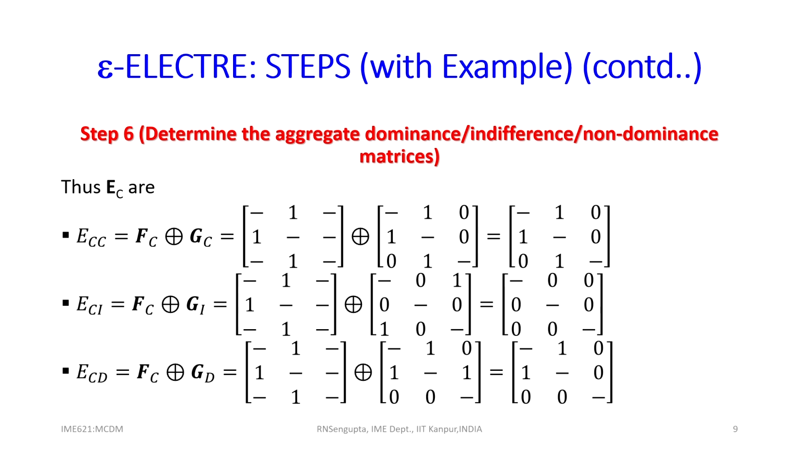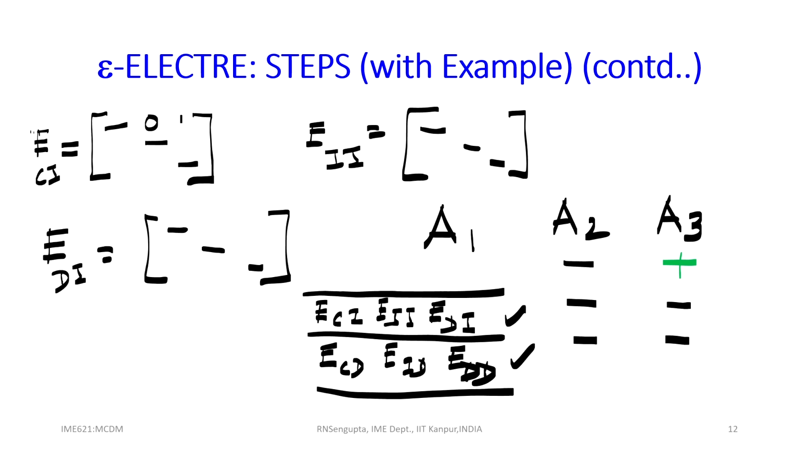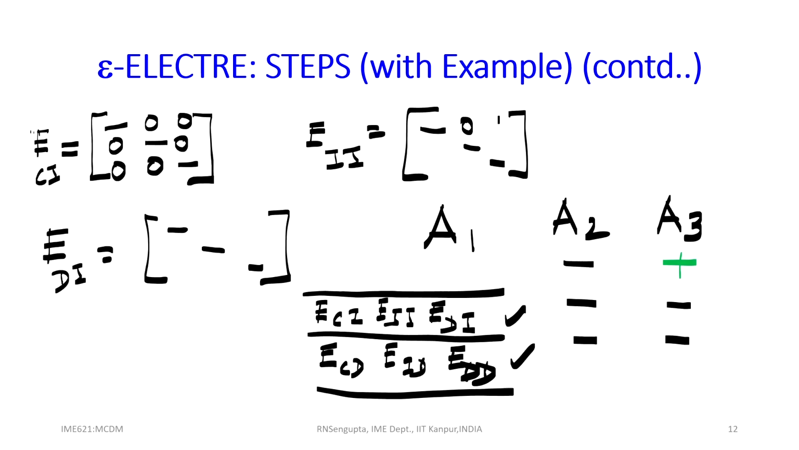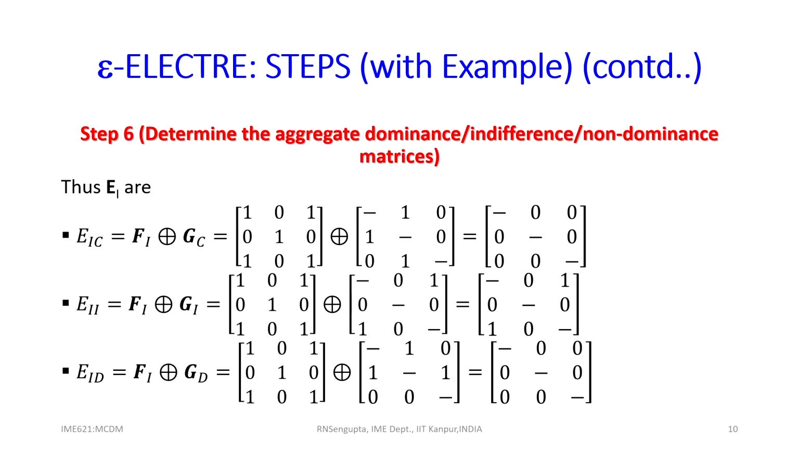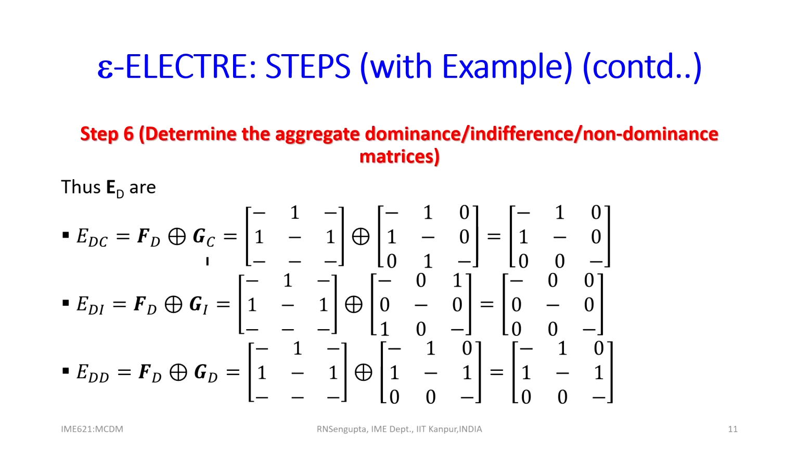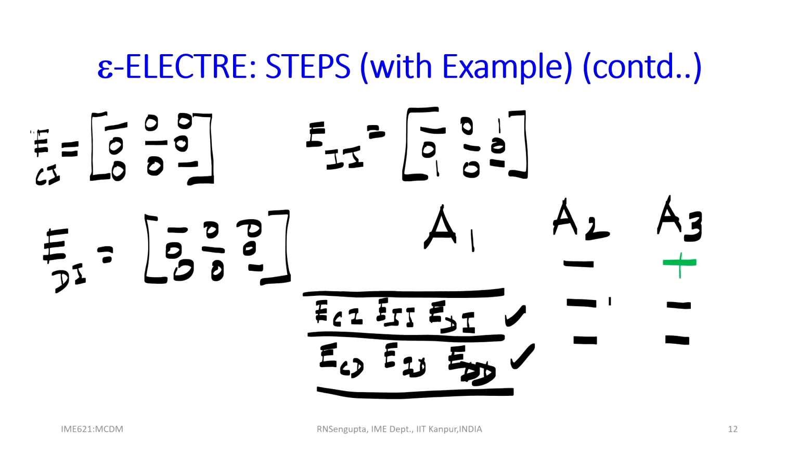Let us fill up ECI. ECI values are all zeros. Let us fill the values of EII: 0 1 0 0 1 0, 0 1 0 0 1 0, 0 1 0 0 1 0. Let me check that I have copied it correctly. Finally, EDI is all zeros. Let us compare. So, this was the comparison I have done based on the positive scale.